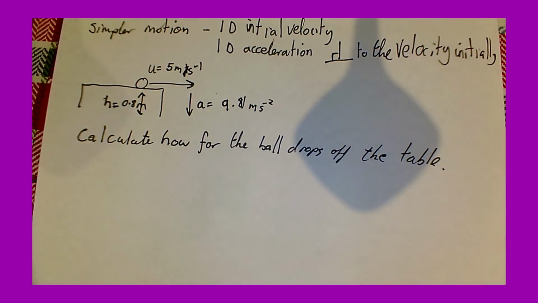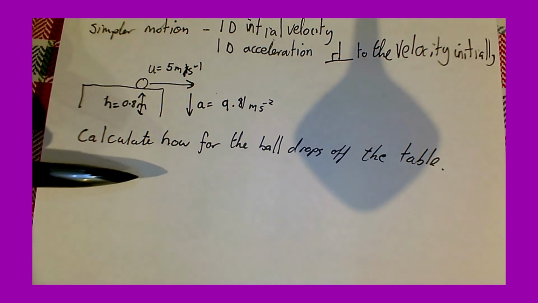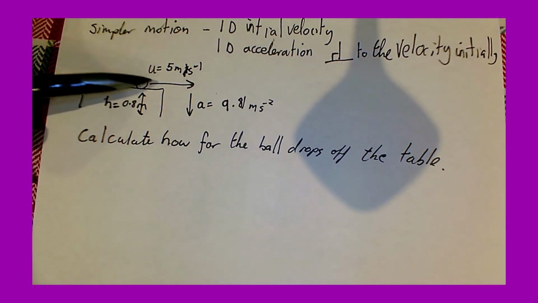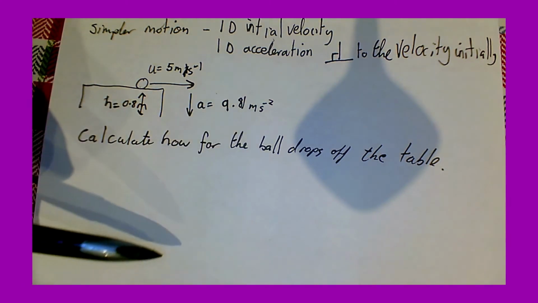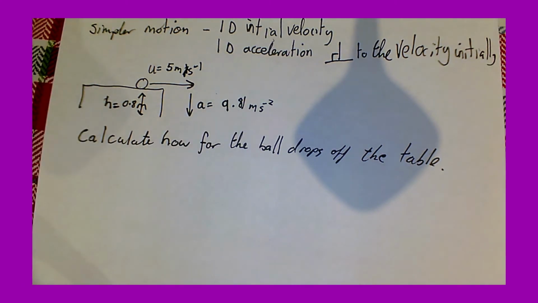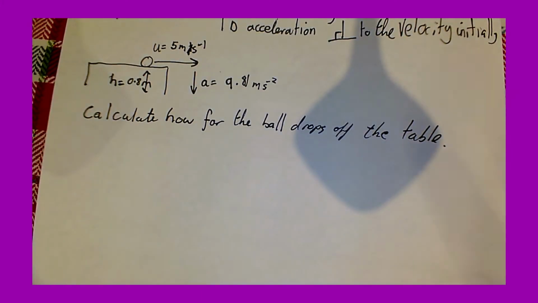So, following our 10 steps, step 1, we're not going to panic, we know what we're doing. Step 2, we read the question. So we've got a ball that's 0.8 meters off the floor, pushed forward at 5 meters per second, acceleration is 9.81 meters per second squared, and we want to know how far the ball drops off the table. Okay, next, let's list what we know.